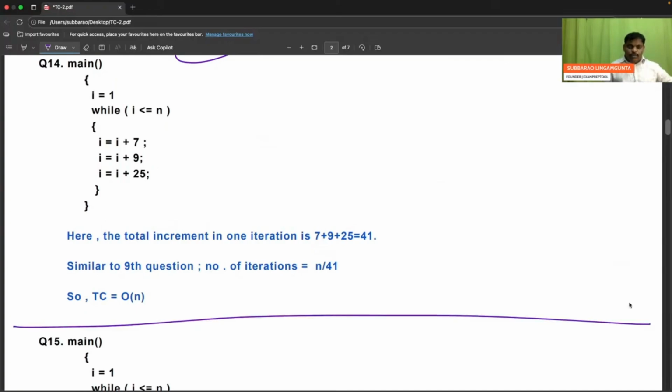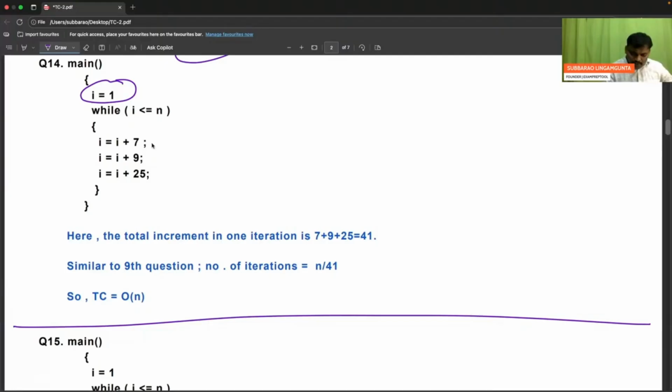See question number 14. I is equal to 1. You started from a small number, and most probably inside the loop you are increasing. That may be addition, but you are increasing.